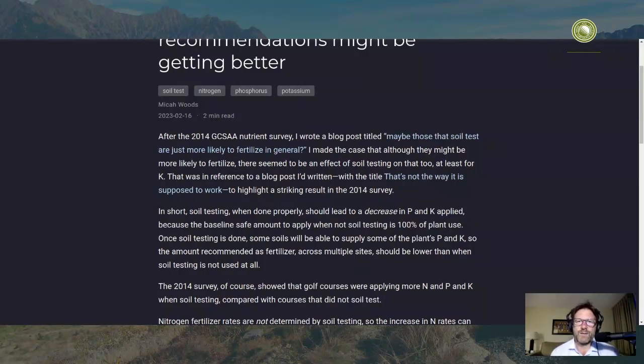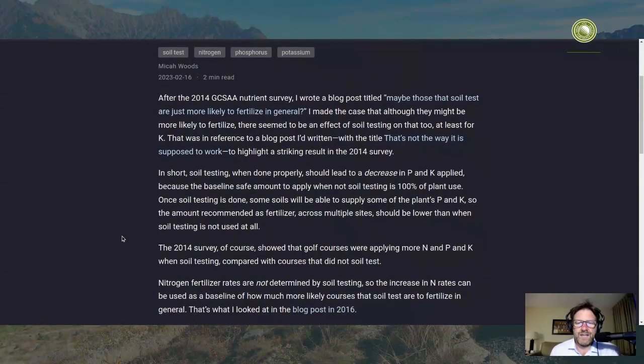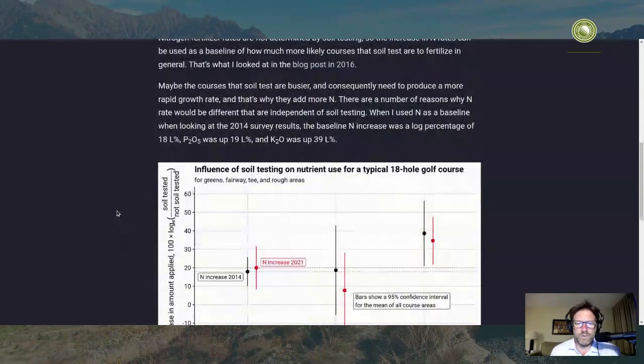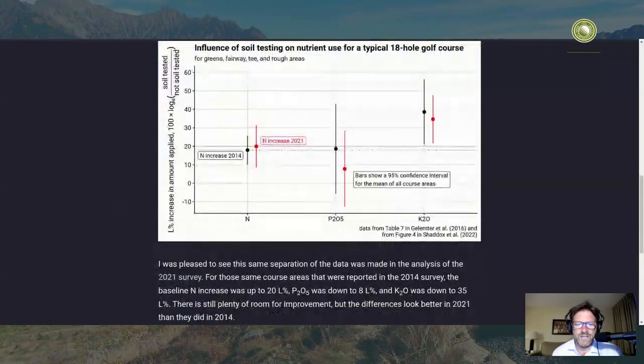But I think that the recommendations might be getting better, because I was pleased to see that in the most recent survey, which is an article by Shaddix et al., just recently at the end of 2022, and this was the survey results from 2021. And I use the nitrogen rate applied as a baseline. So the turfgrass managers who soil test also apply more nitrogen. And there are a lot of reasons for that.